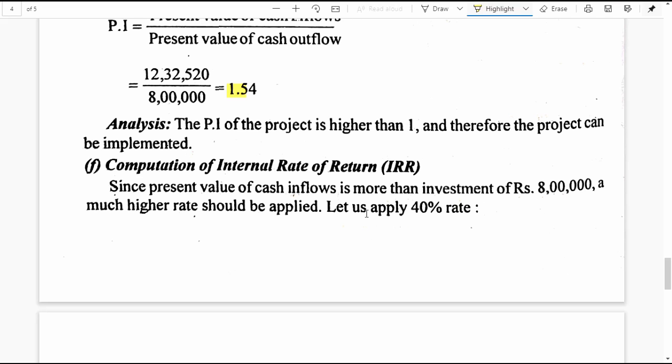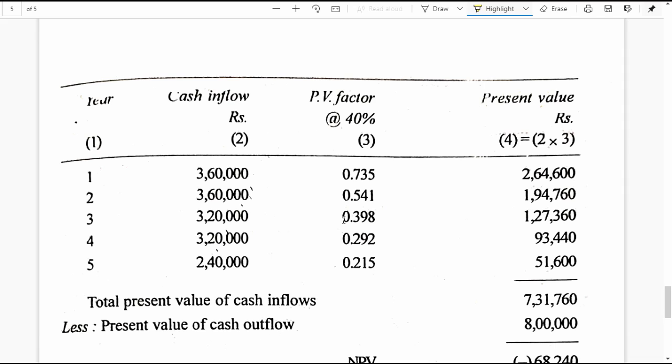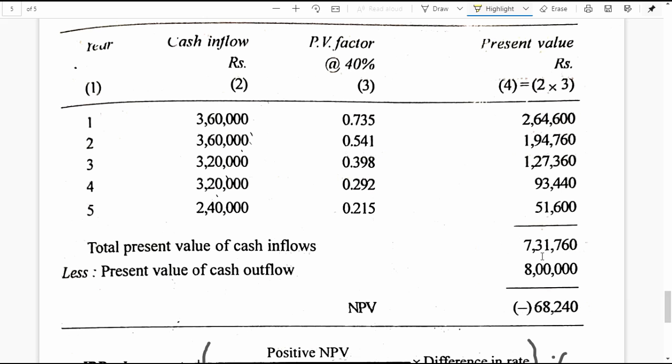Interpolation will help us to identify the middle value, or a value which lies in between the two values, which is nothing but the internal rate of return, which will equate the present value of cash inflows of the project with the present value of cash outflows of the project. Now let's try 40%. You pick up the PV factors at 40% from the PVIF table. You present them here. Now you multiply the cash inflows with the PVIF factor of the project at 40%. You come to know the present value of cash inflows of the project for all these 5 years. It comes to 7,31,760.